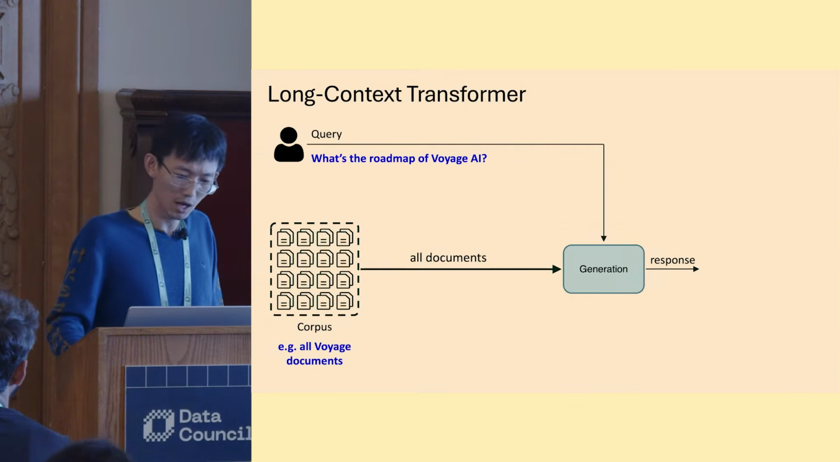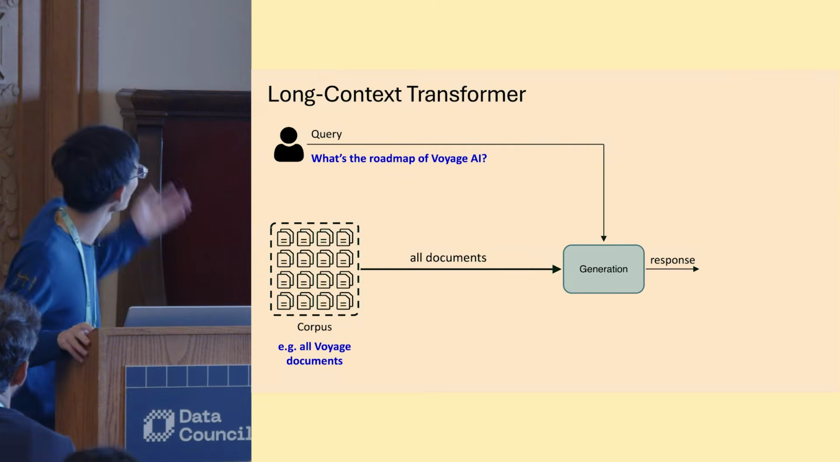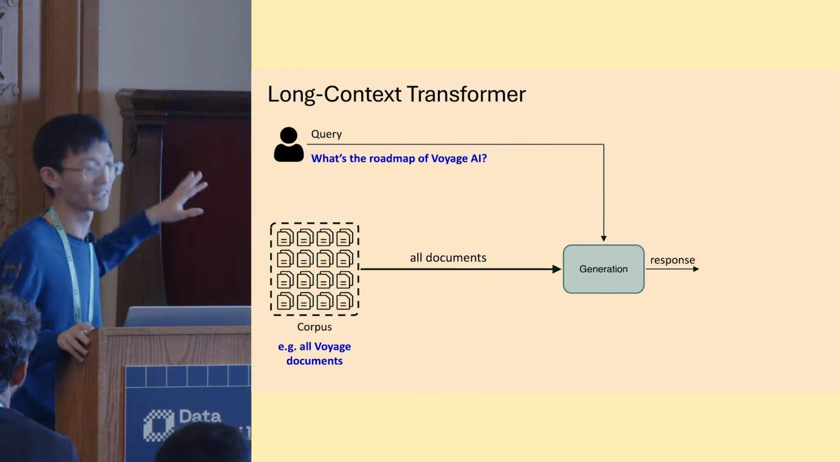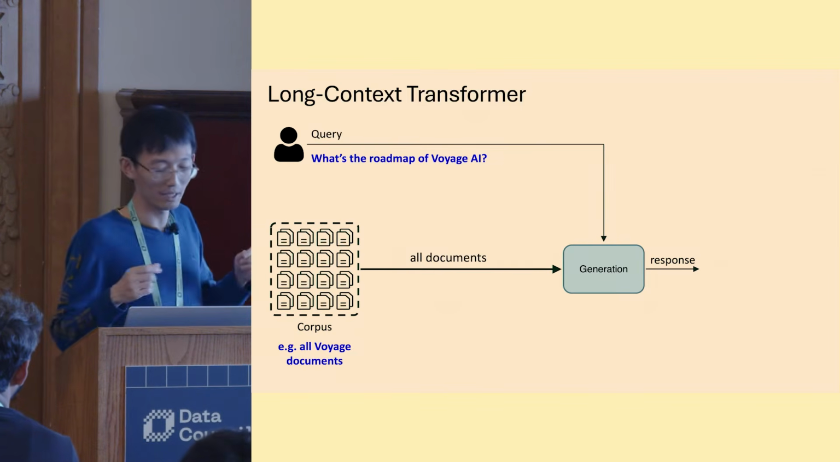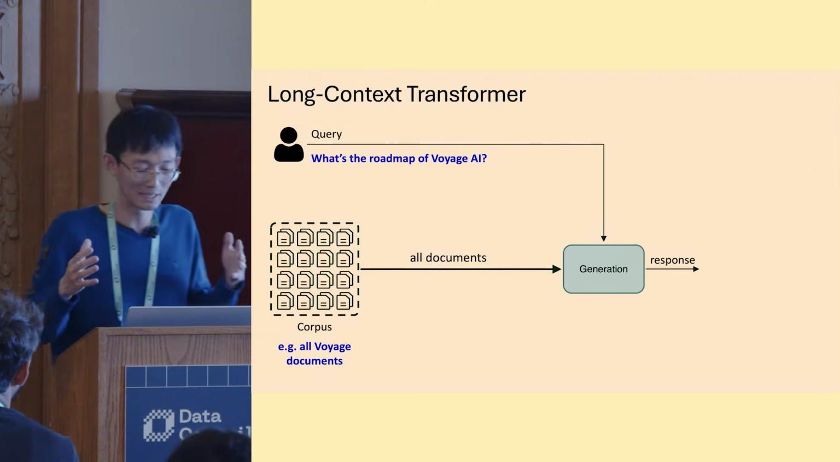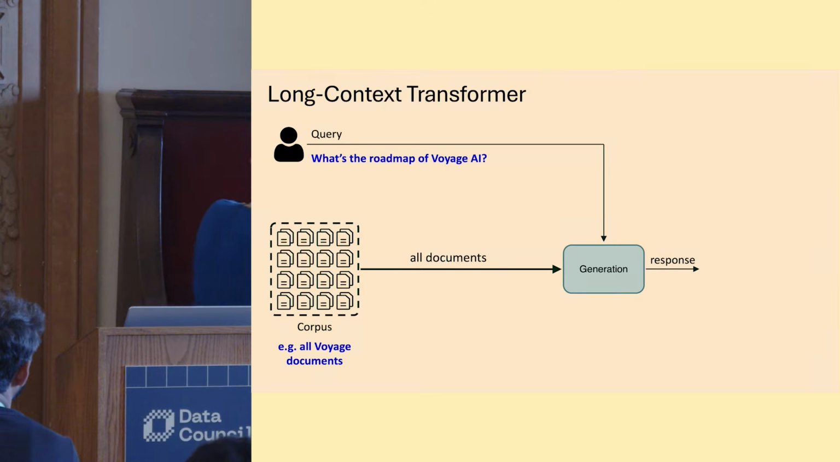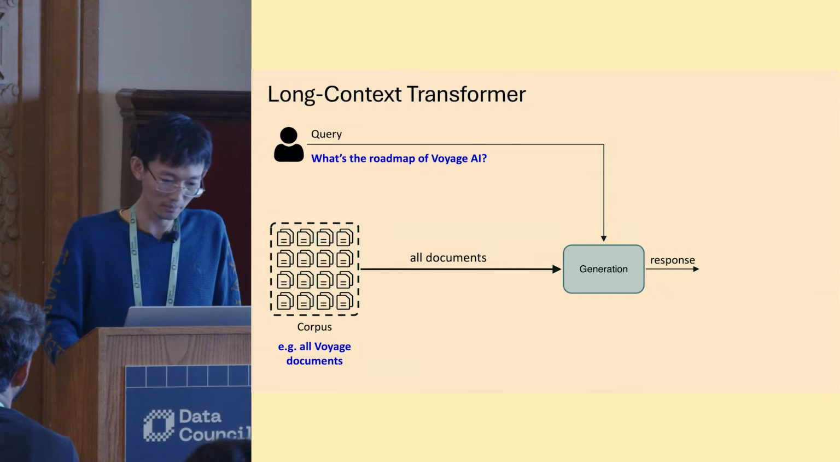So very quickly, what's a long context transformer? It's very simple. You just have a query and you have a lot of documents, and you dump all the documents in. The long context transformer can do many other things as well, but I'm talking about how to ingest a lot of proprietary data, and in that context, how to use long context to help. You dump an entire large corpus into the context, then you have a query, and you get a response from the long context transformer.